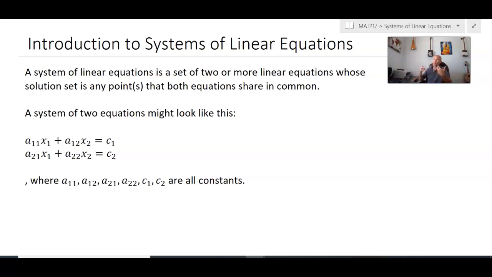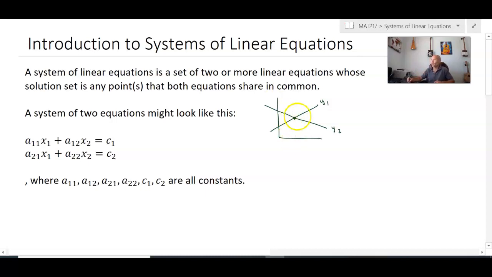So a system of linear equations is really just a set, a collection of two or more linear equations whose solution set is any point or potentially points that both equations share in common. You might think about this as if I were to graph two lines, two linear functions. Let's call this y1 and y2 for reference, and we see that there is one point that they share in common, namely the point at which those two lines intersect.